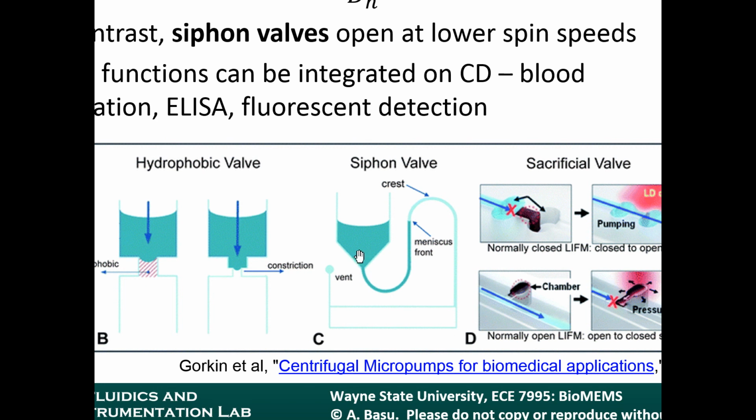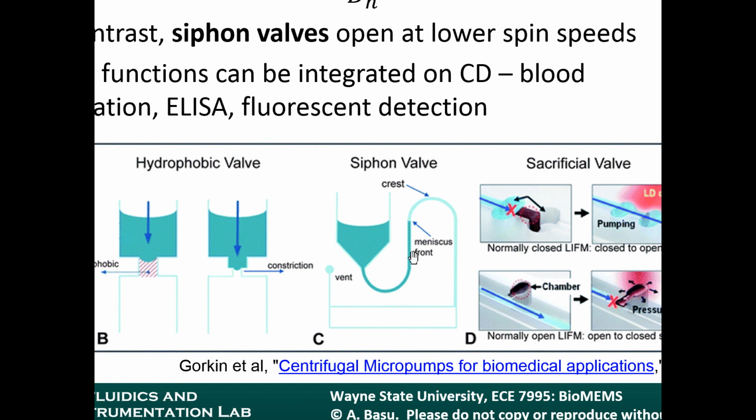When you decrease the spin speed, now you don't have any centrifugal forces, so the capillarity is going to cause the liquid to fill through the rest of this channel over the crest. Once it goes over the crest, once the fluid gets in this region, when you apply a spin speed, it's going to just continue on like this.